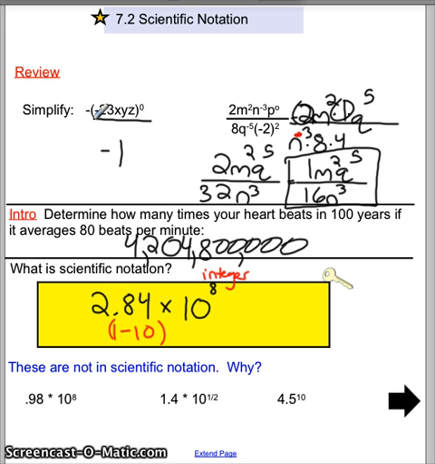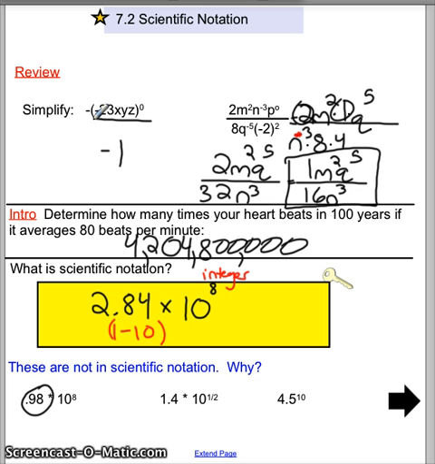So, keeping that in mind, let's look at these first couple. All we need to determine is why are they not in scientific notation. So, looking at that first one, 0.98 times 10 to the 8. The problem that I see there is this. 0.98, that number out front, that is not between 1 and 10. So, in this case, that is why that first one is not scientific notation. That number needs to be between 1 and 10.